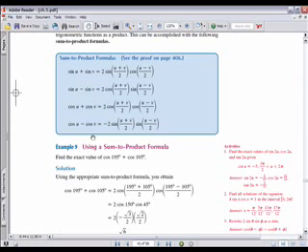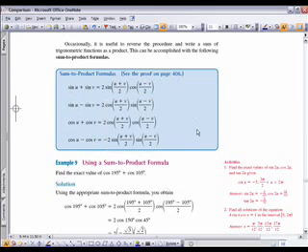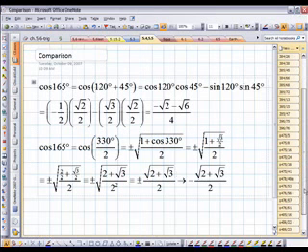Okay, and then we also have sum to product. So sine plus sine gives you this one. Sine minus sine gives you this one. So the point is that the angles are different. So these formulas allow you to make some simplifications. So let's go back and go through a few more sample problems.